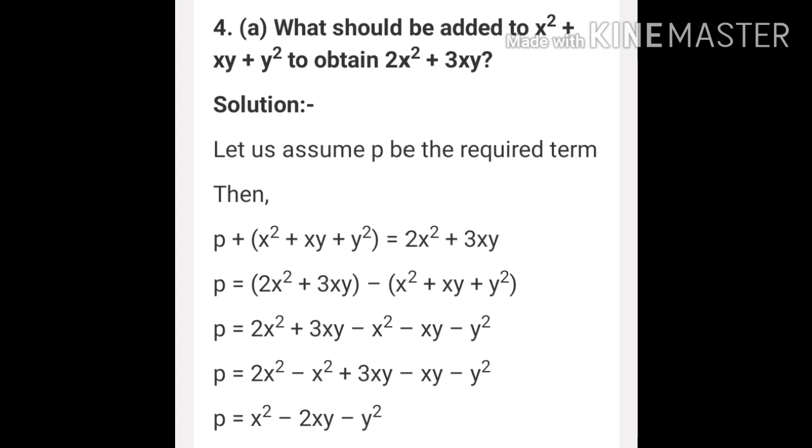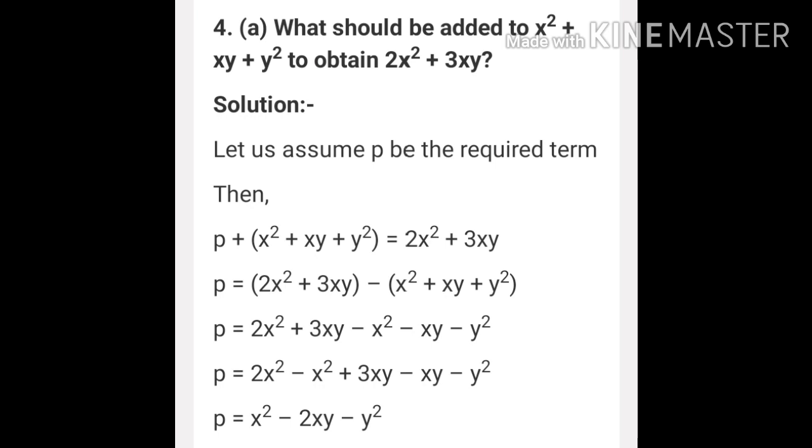Now fourth question, children. What should be added to x² plus xy plus y² to obtain 2x² plus 3xy? Children, only the difference here is earlier you used to study about integers. In these types of questions are asked. Here you have to calculate along with the algebraic expressions. Let us assume p be the required term.